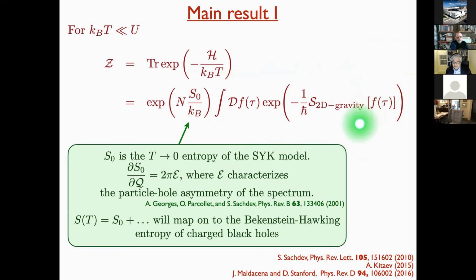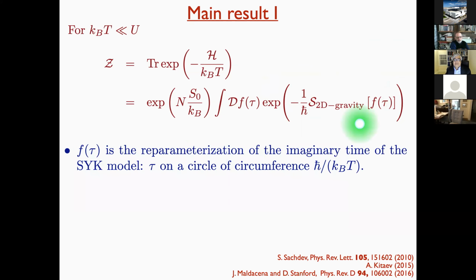And these temperature dependent corrections can be written as a Feynman path integral. And what is that? What is this Feynman path integral? Well, first of all, the path integral is over this function f of tau, where tau is imaginary time. And we can really think of this f of tau as some kind of time reparameterization. So you have some coordinate time, and then you reparameterize the time. It's still monotonic, but you go faster, slower, faster, slower.